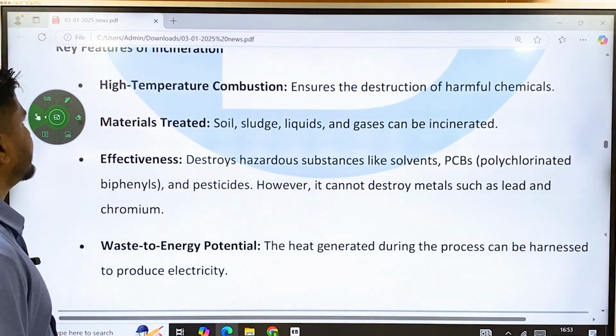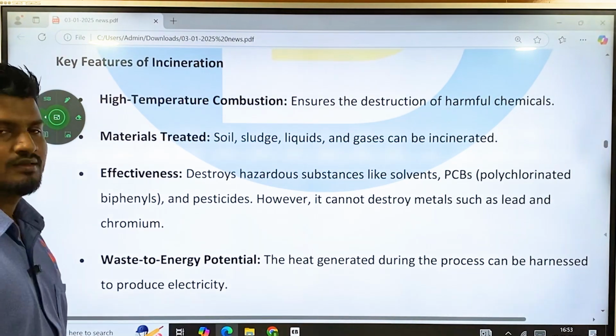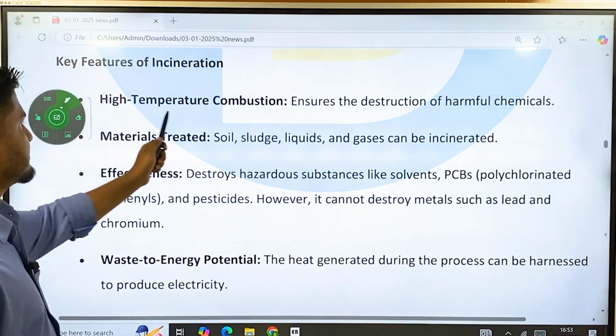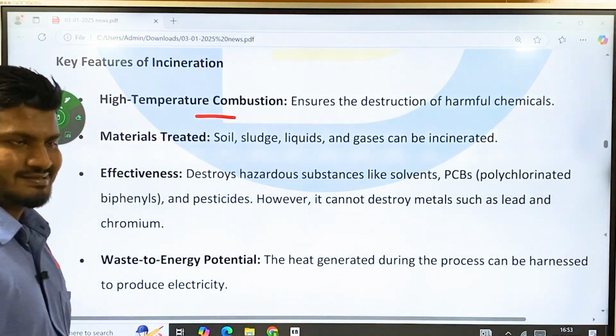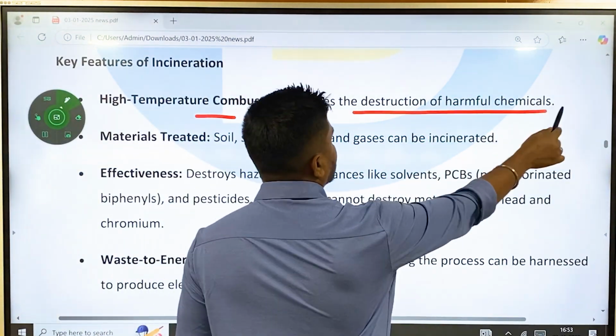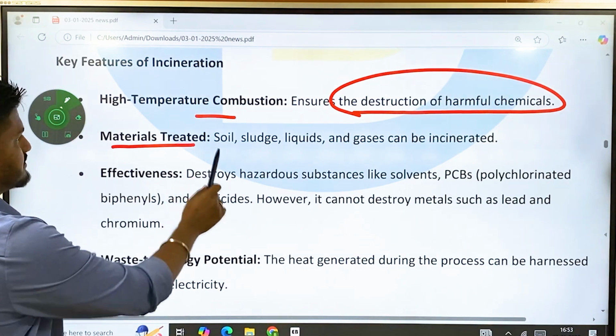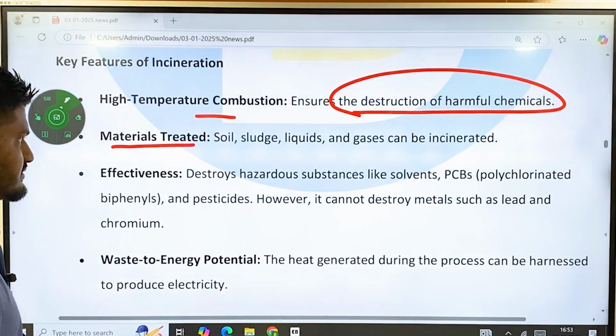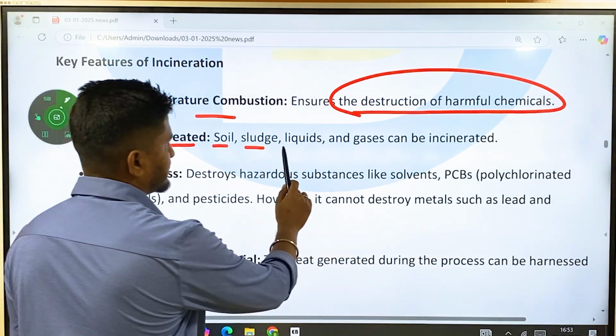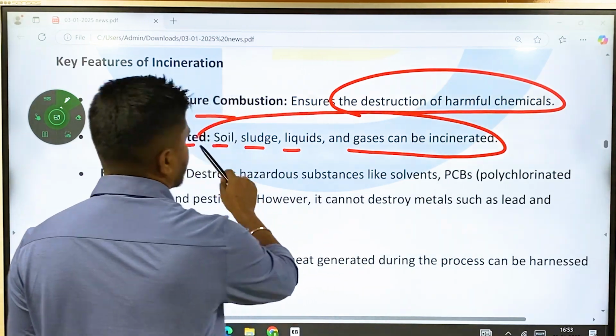So, what are the key features of incineration? It requires high temperature combustion. This high temperature ensures that harmful chemicals are destroyed. Then there are also the materials treated. The materials are soil, sludge, liquids and gases. All this can be incinerated.